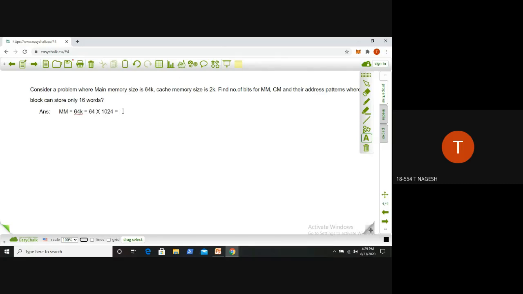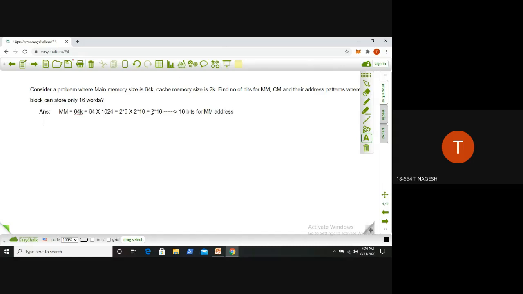Here 64 can be represented as 2 power 6, and 1024 can be represented as 2 power 10, right? That will totally comprise 2 power 16. That means we require 16 bits for the main memory address.